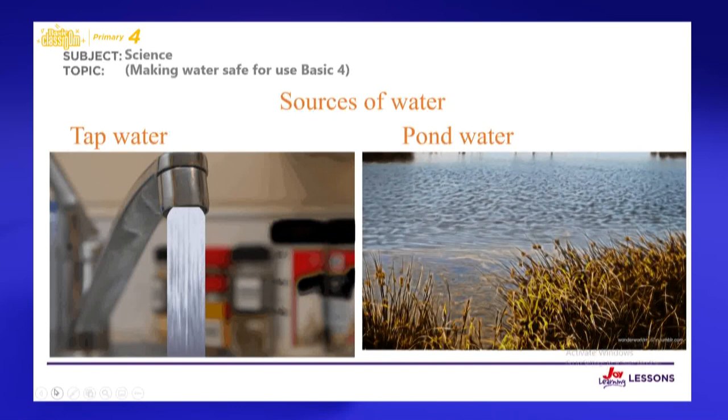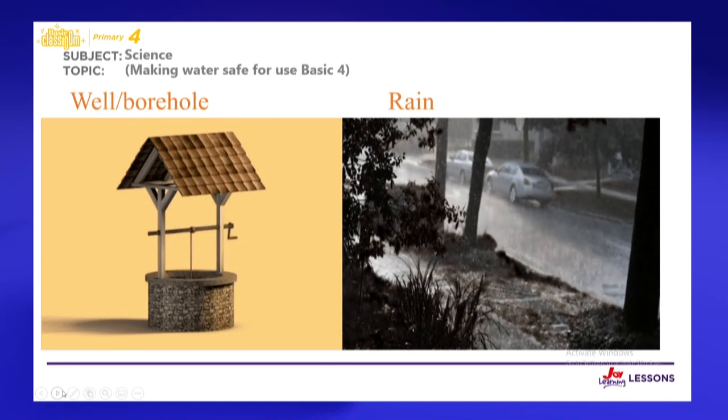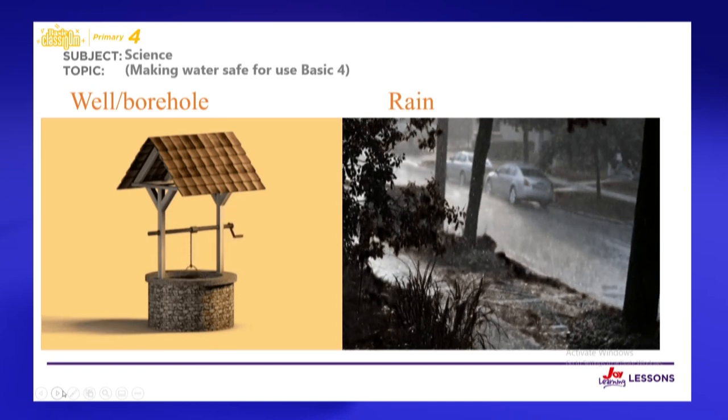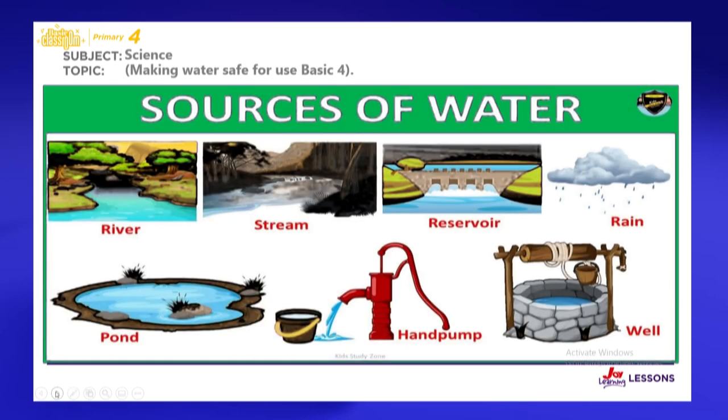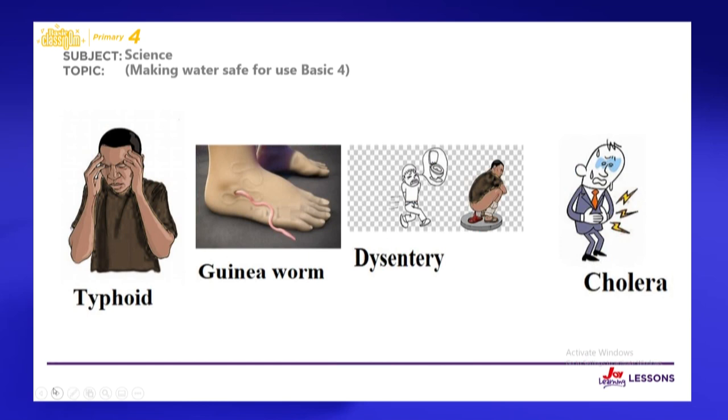From the tap in your various homes, and then pond water. Some of you also get water from a borehole. So you fetch your water from the borehole, and also rain. When it rains, we collect the rain water. So all these are sources of water. So we have the stream, river, reservoir, rain, well, tap, pump, and pond, a lot of them. All these things are sources of water.